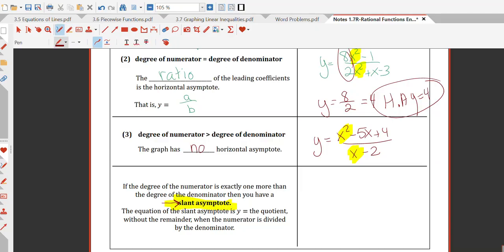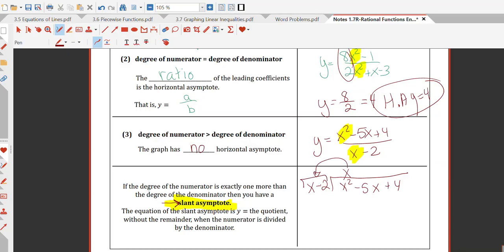And it's kind of interesting how we can figure this out. You would actually use long division. And if someone can remind me to do synthetic division in class, I'll show you how to do that. It's a much faster way. But if you remember long division, x goes into x squared once.